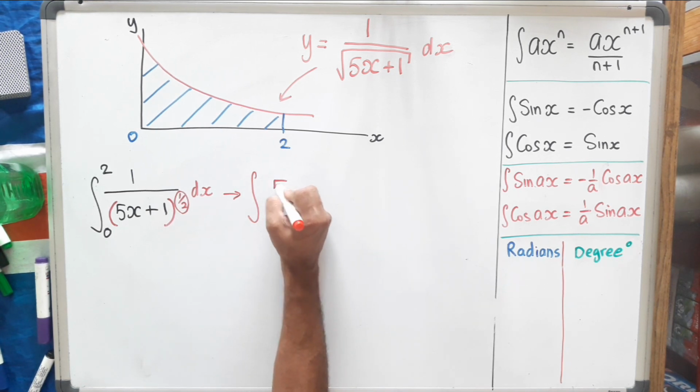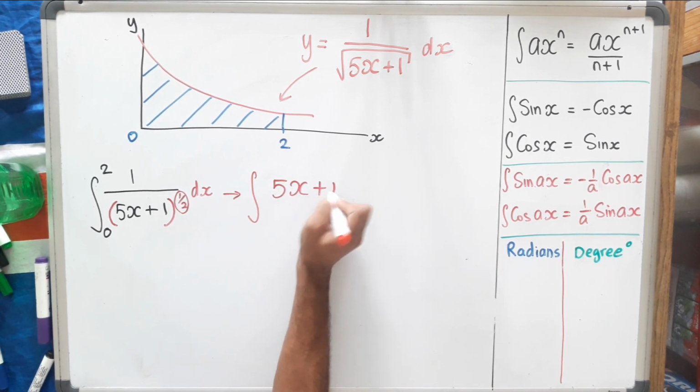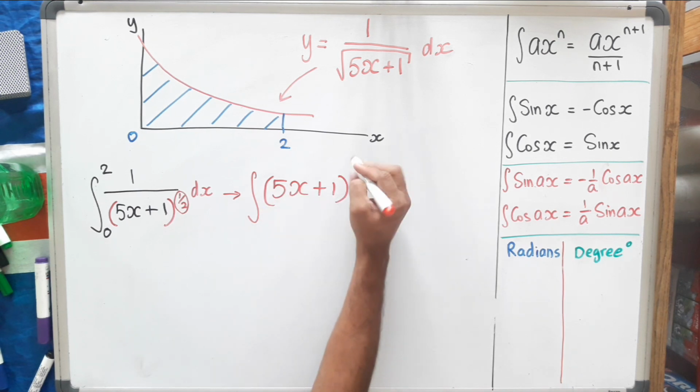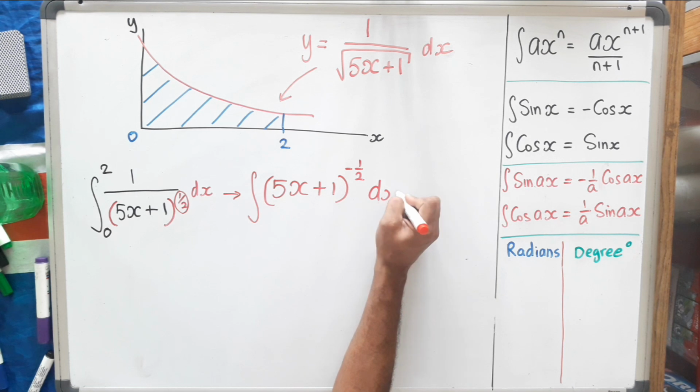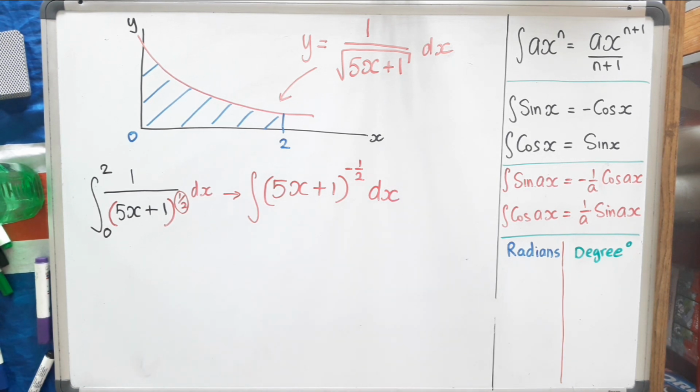So it will look like this. 5x plus 1 in brackets, and we have a negative a half as the power, and that constantly annoying dx. Alright. Okay. Time to integrate.